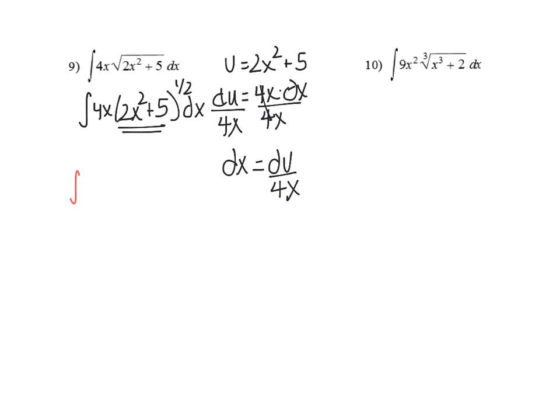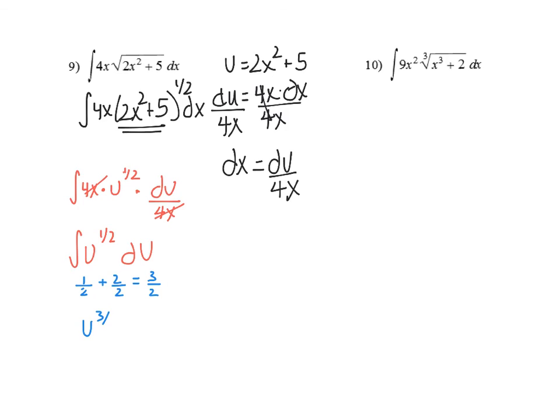All right, so now it's time to plug in. We have 4x times u to the 1/2 times dx, which is du over 4x. 4x's cancel, and I want to integrate u to the 1/2 du. So add 1 to the power. 1/2 plus 2/2 is 3/2. So it's u to the 3/2 divided by 3/2, which is the same thing as multiplying by 2/3, and then plus c. And last but not least, our final answer is to substitute what we let u equal.